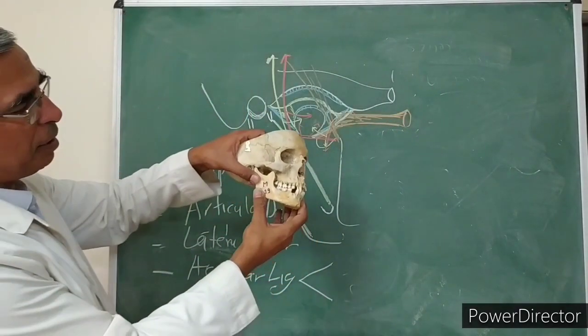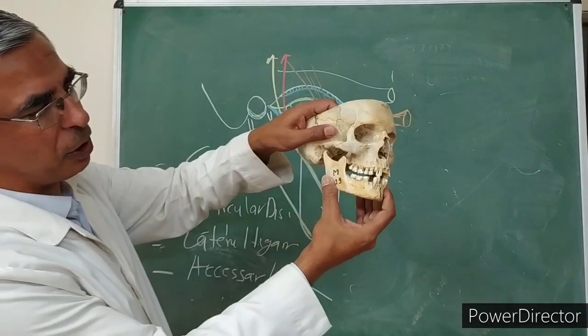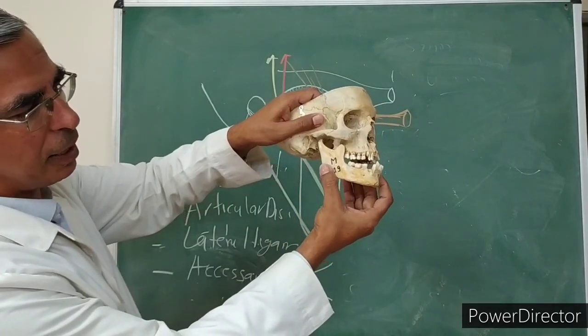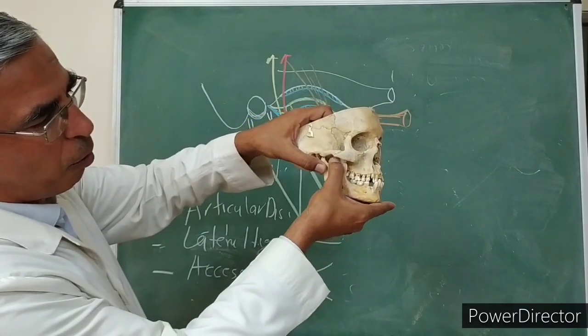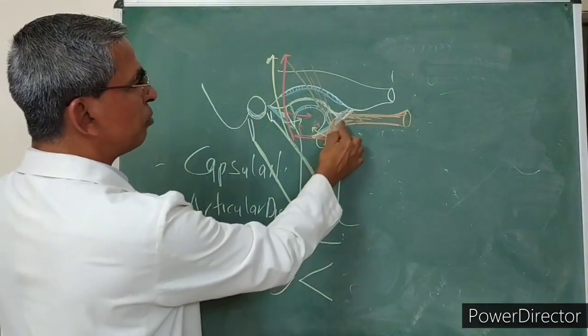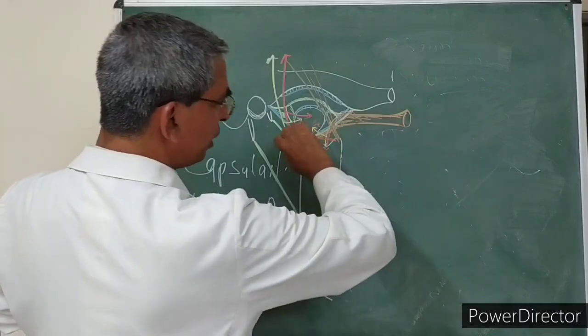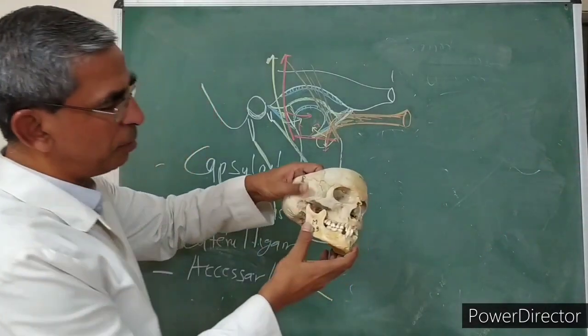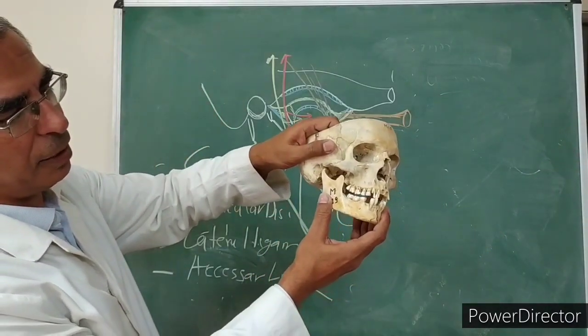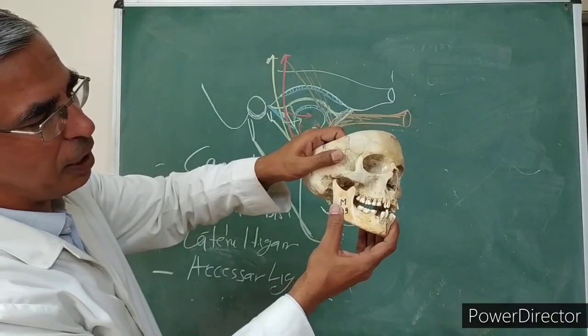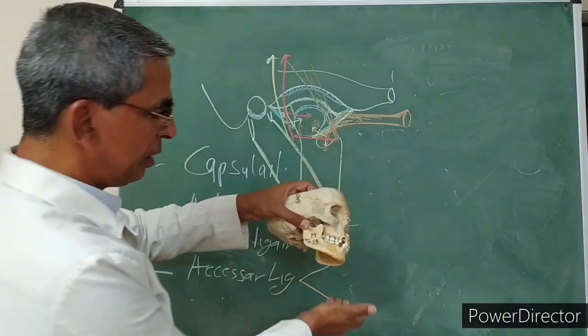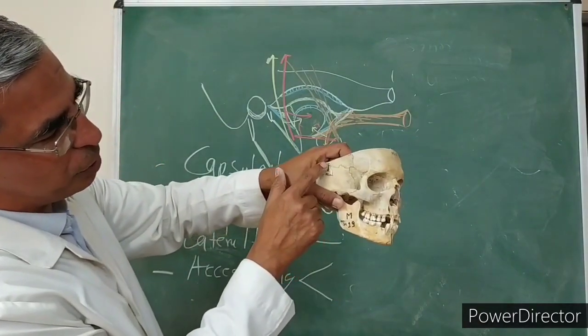Protraction of the mandible, here. Okay, anterior movement. This protraction of the mandible is governed by the lateral pterygoid muscles of both sides, because when the lateral pterygoid muscle comes anteriorly, it pulls the head of the mandible forward. So the protraction movement occurs here.